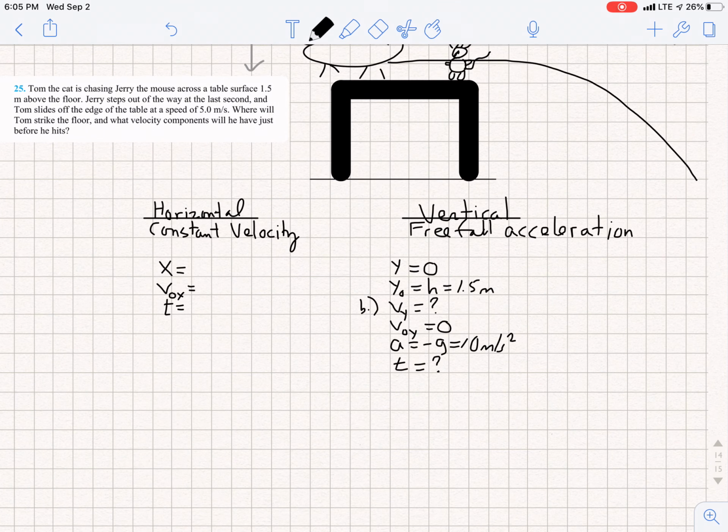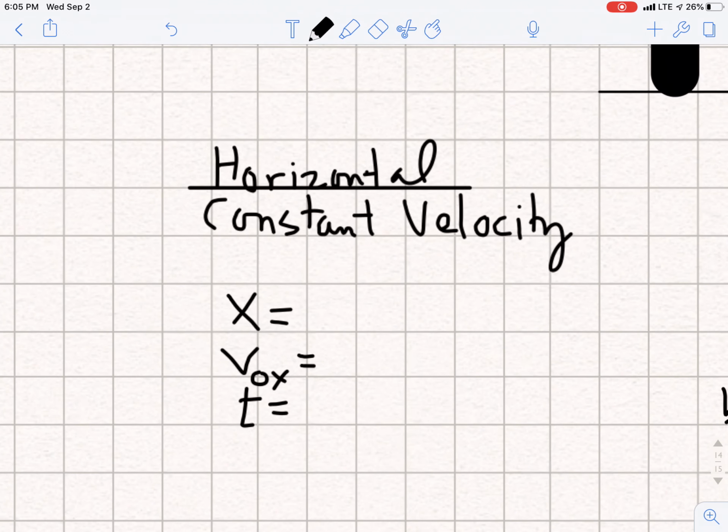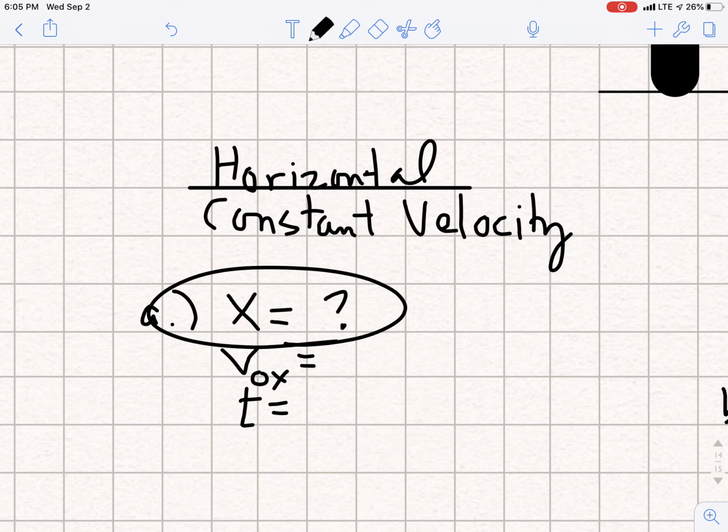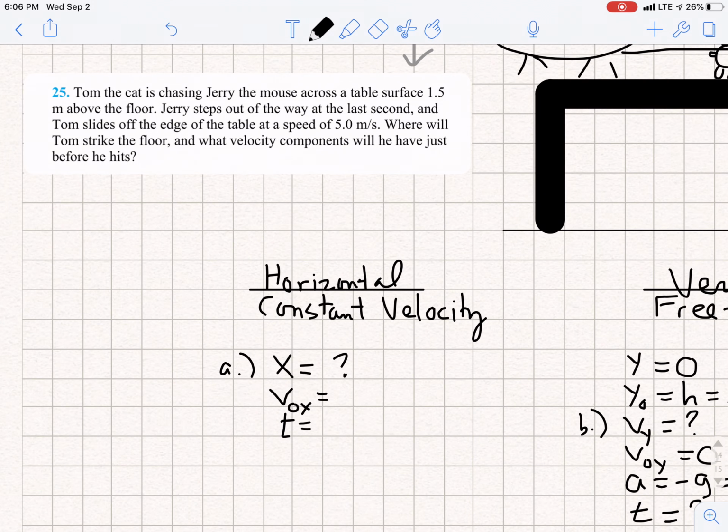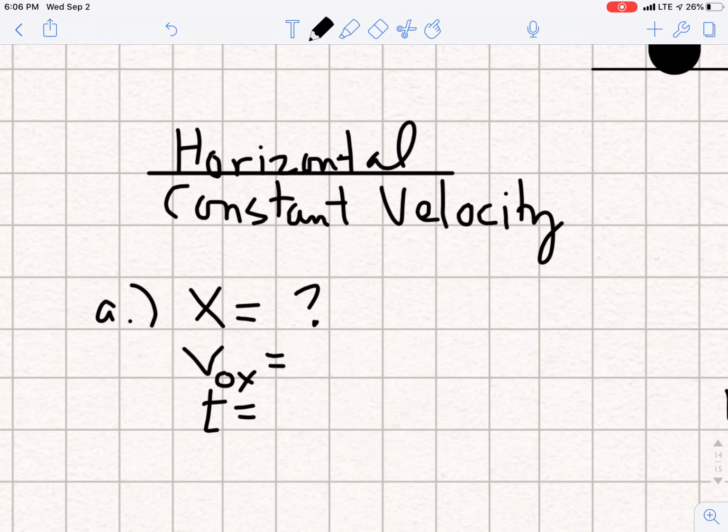So, we want to find where will Tom strike the floor. Well, we're looking for this. This is the main part of A right there. But we need some information. So if I look back in the problem, we already listed the 1.5 is the height above the floor, but we also have 5 meters per second. Well, that's the speed he's flying off the edge of the table with.